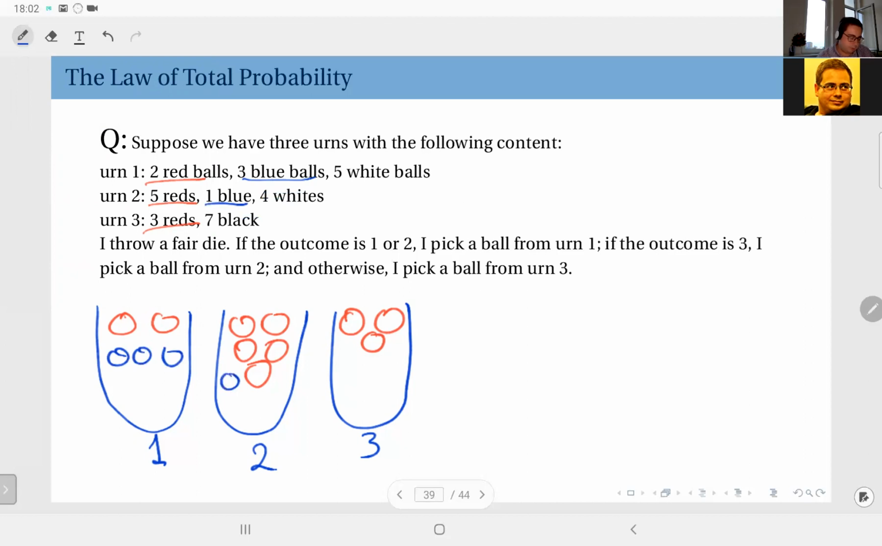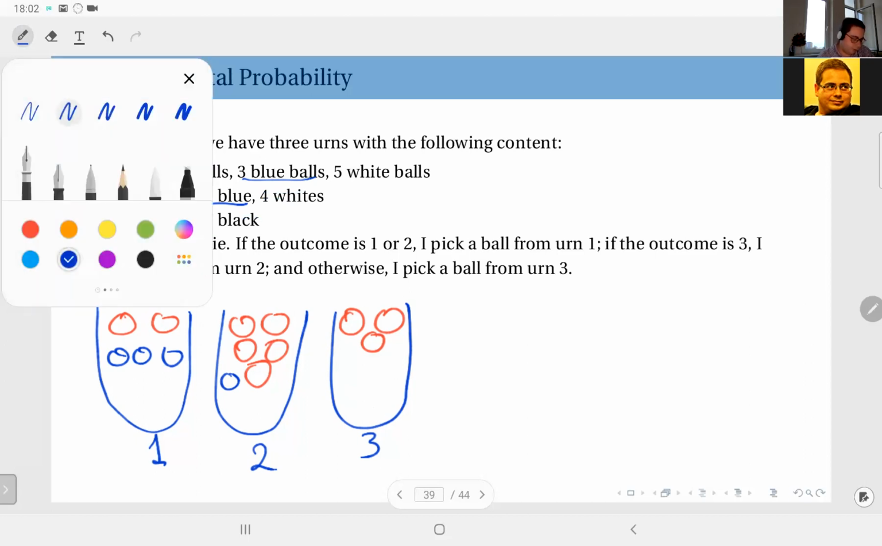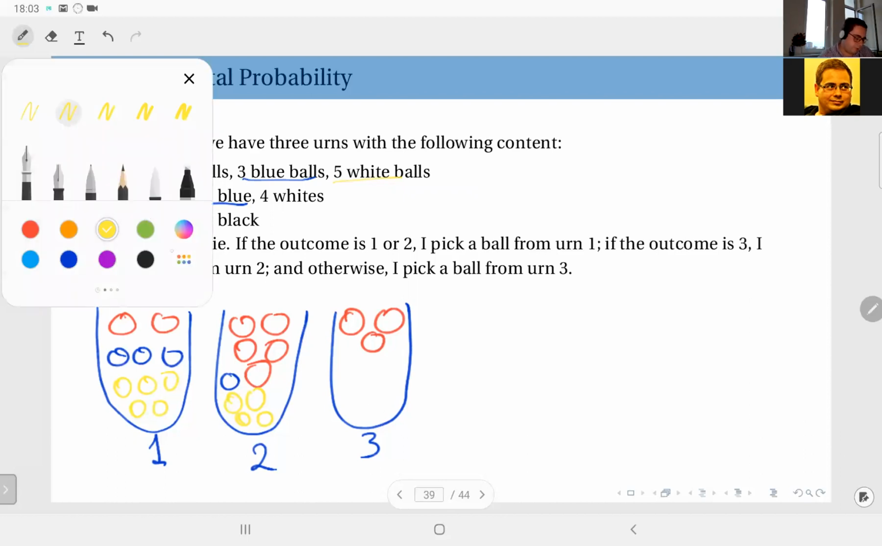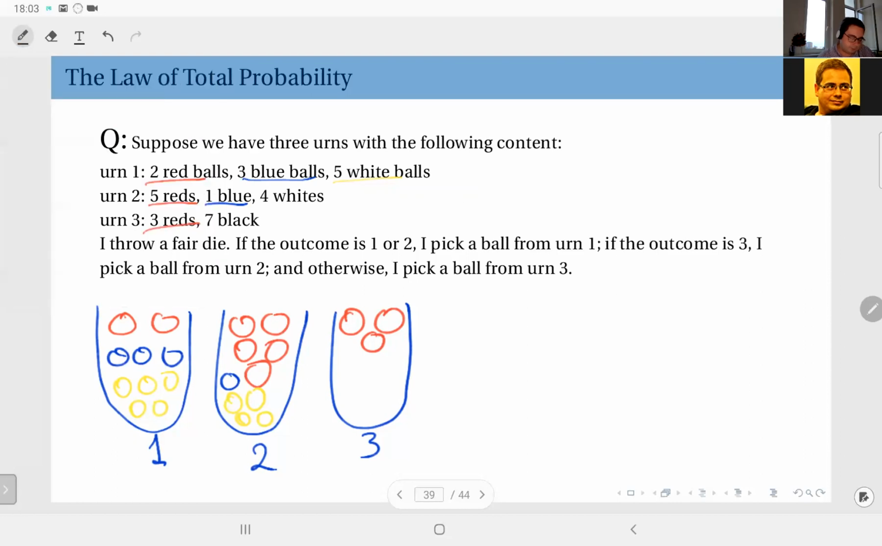Here I have just the 1. And here in number 3, I do not have any. Okay, for the whites, let's use yellow. I have 5 here, 1, 2, 3, 4, 5. And here in number 2, I have 4. And in number 3, I do not have any whites, but I have 7 blacks. So that is 1, 2, 3, 4, 5, 6, 7. Okay, so this is the setup.